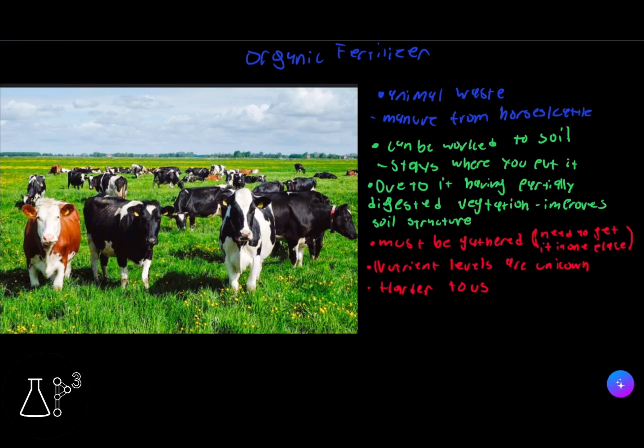The nutrient levels are unknown, basically meaning the phosphorus, nitrogen, and potassium are not going to be at the exact levels we want, which is why synthetic is a little bit better when it comes to that, because we can customize it. In this case, we can't. And it's just harder to use. So that's what's important for organic fertilizer.